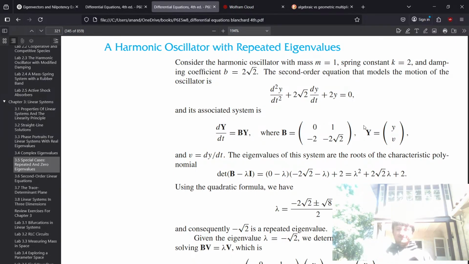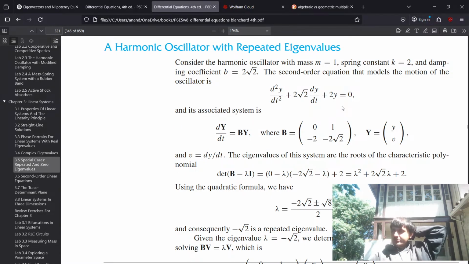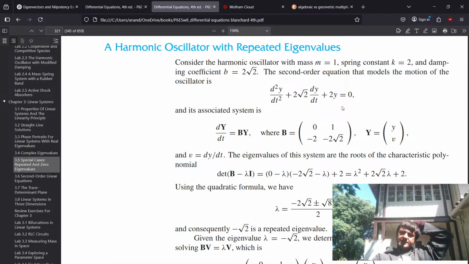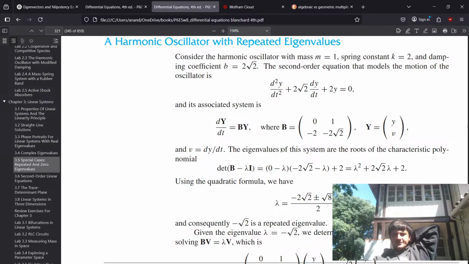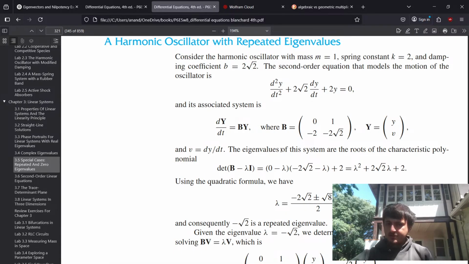Okay, so let's continue on. So a harmonic oscillator with repeated eigenvalues. Consider the harmonic oscillator with mass 1, spring constant 2, and damping coefficient 2 root 2. The second order differential equation looks like this, associated with its matrix form. The eigenvalues of this system, so let me put it in my notes too.